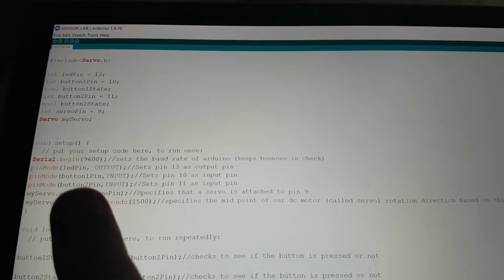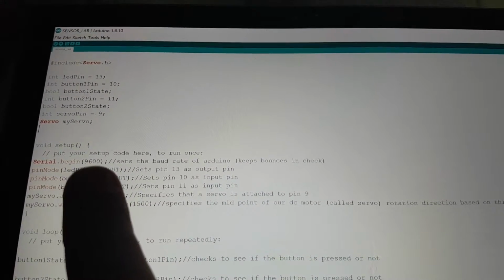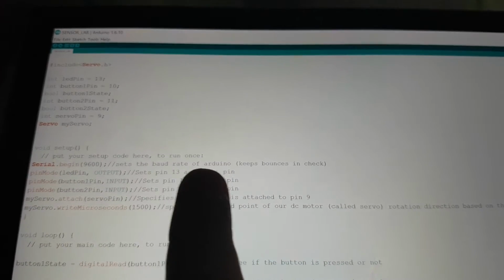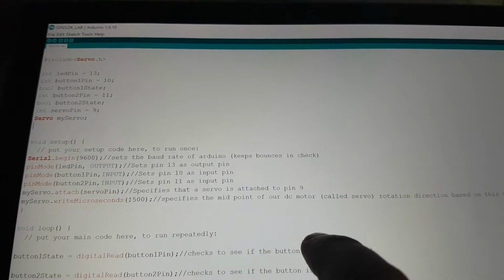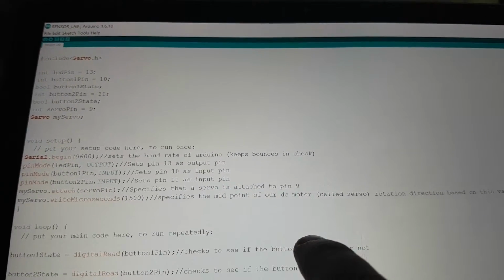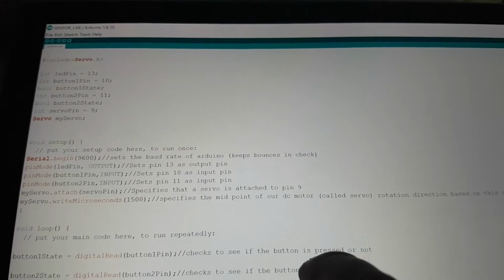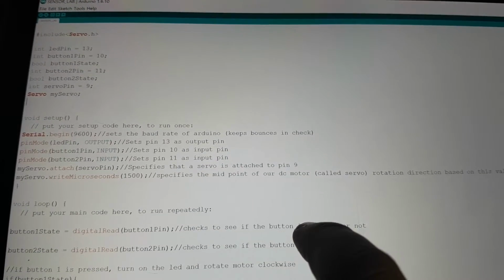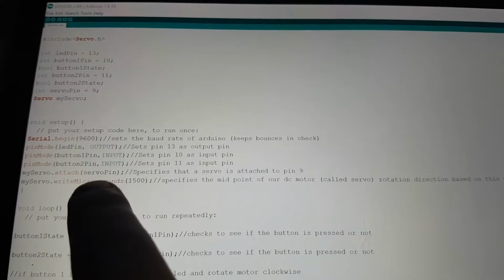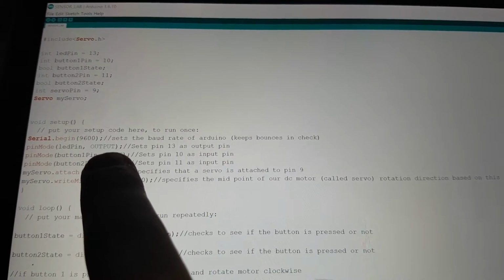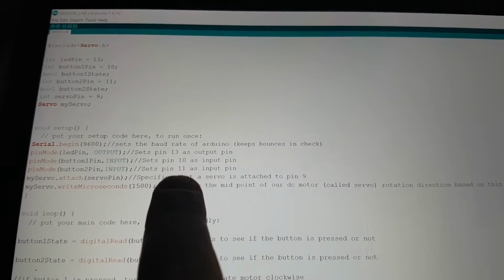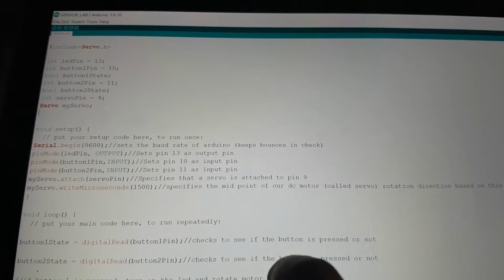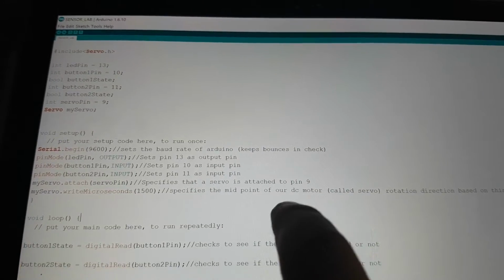In the setup I'm going to say serial.begin. This sets the baud rate of the Arduino, so that we're not sampling too quickly, because when you do a button press you get bounces and then it triggers things wrong. But anyway, these are me setting up the pins. I've got one called LED pin, that's going to be an output. It's pin 13, pin 10 was for the button, and pin 11. Those pins are going to be inputs to see if the button's being pressed or not.